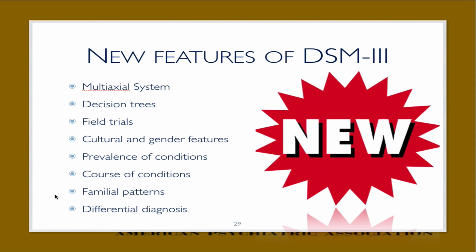Brand new features of the DSM 3 included a multi-axis system, which we've since abandoned, decision trees, field trials, so that to test the diagnosis, a focus on culture and gender features that might be distinct, the prevalence of conditions, how many people might have a certain disorder at any given time, the course of conditions, which is how conditions may change over time, any family patterns, and a way to differentiate one disorder from another. Some people thought that DSM-3 was kind of a rush job.